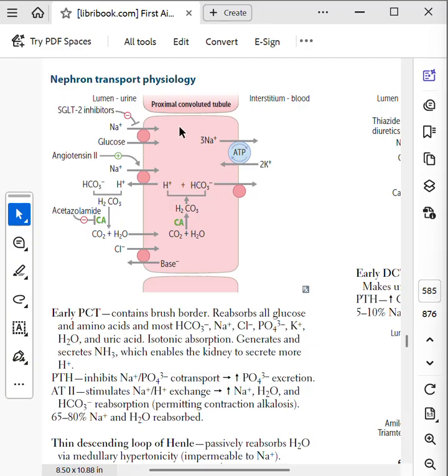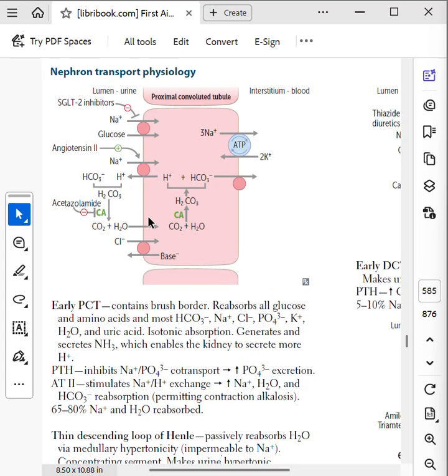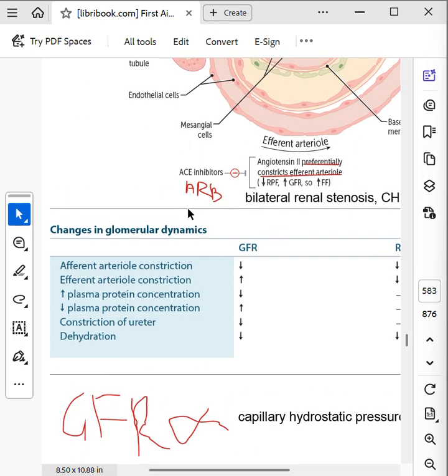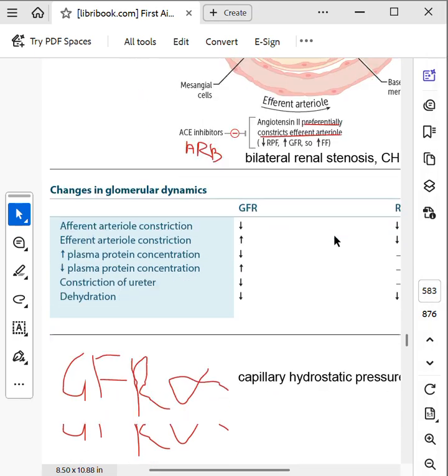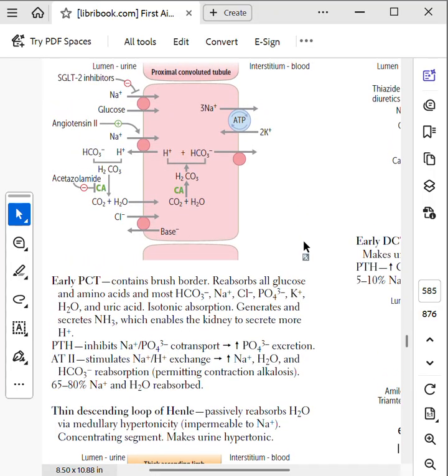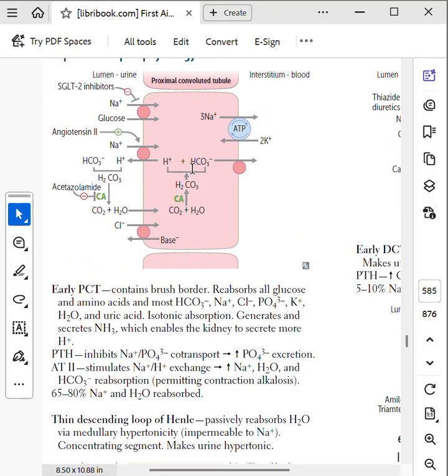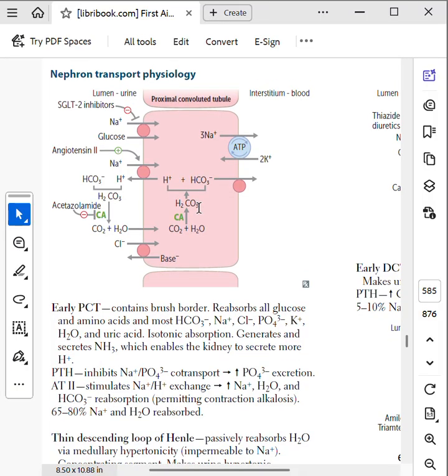Okay, so first of all, the sodium glucose transporter, this is the SGLT2 transporter. The SGLT2 inhibitors, like the flozin drugs, inhibit this here. The other thing is angiotensin 2. Apart from constricting the efferent arteriole of the kidney, as we saw here, look at the angiotensin 2, it preferentially constricts the efferent arteriole, right? Apart from doing that, what else does it do? The angiotensin 2 causes more sodium to be reabsorbed in the proximal convoluted tubule and more hydrogen to be spilled into the urine. Okay, so this is a sodium hydrogen exchanger which is promoted by the angiotensin 2.